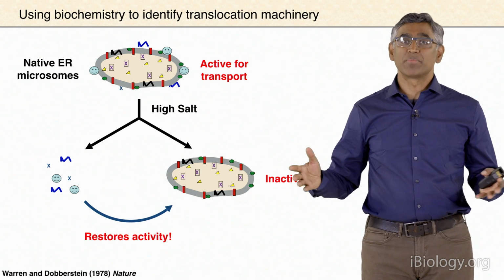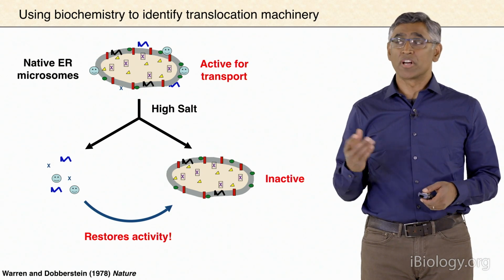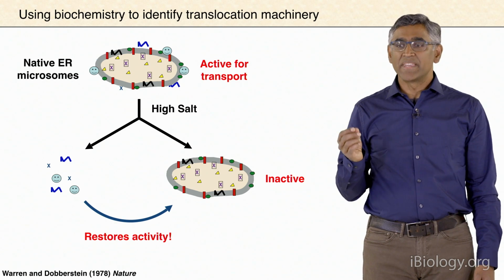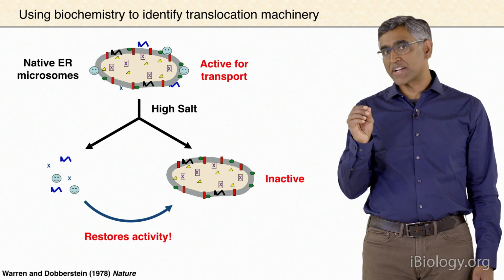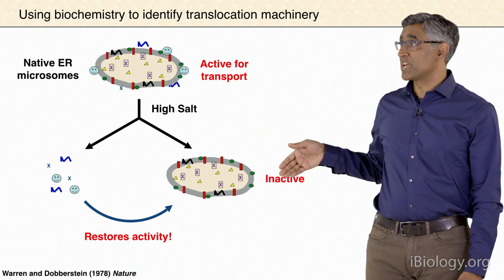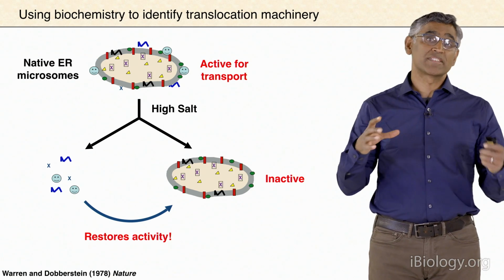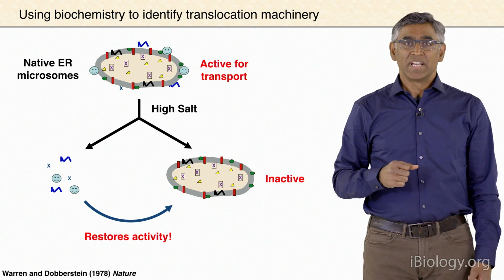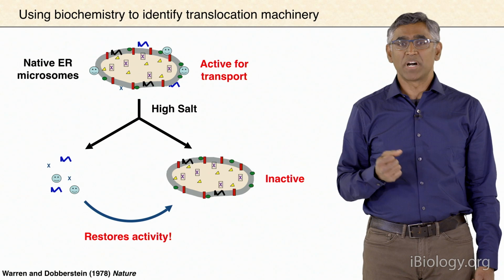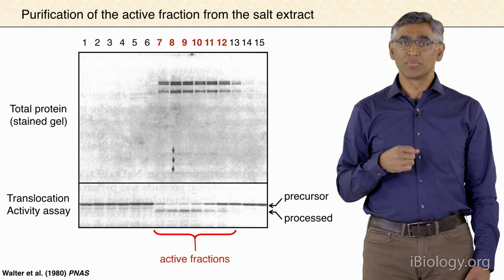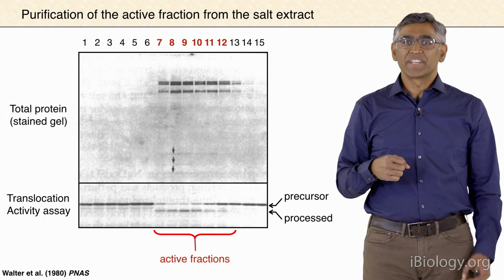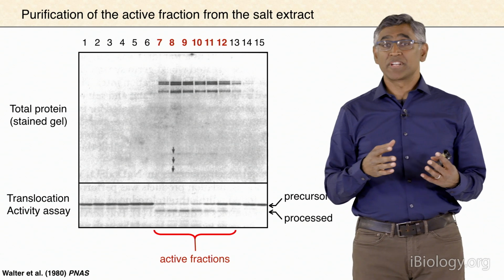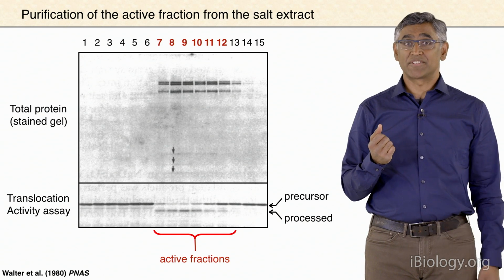Let's say separate it by size or charge or other biochemical properties, and then you check each of those fractions for the ability to complement the activity of what was otherwise an inactive membrane fraction. And exactly this was done by Peter Walter when he was in Günter Blobel's lab as a student. And here's a picture from the paper that described the purification of such a factor.